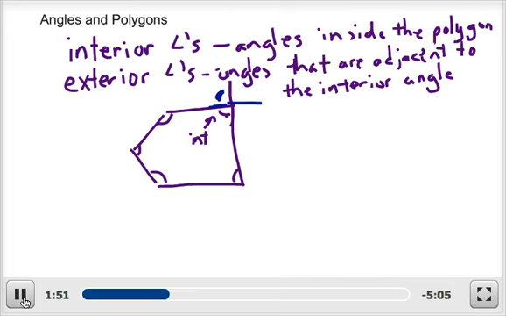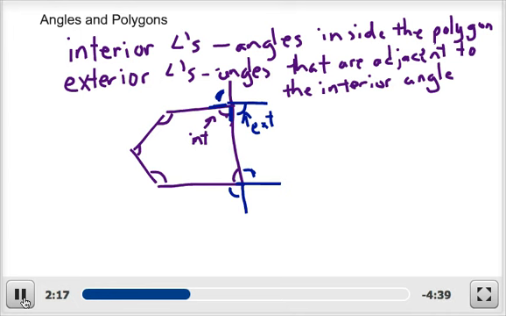Same thing if I continue this side out, the angle that shares a side right here, that would be an exterior angle. And I could do that for any of these. If I continue this line out, this is an exterior angle. If I continue this side out, this is an exterior angle. Important to be able to identify and differentiate between the interior angles and the exterior angles.